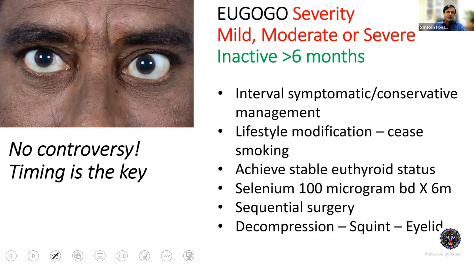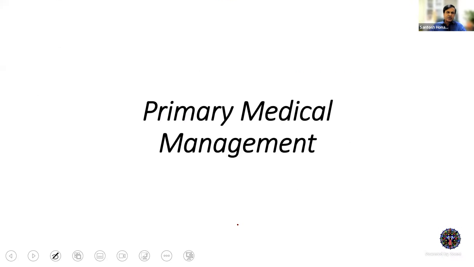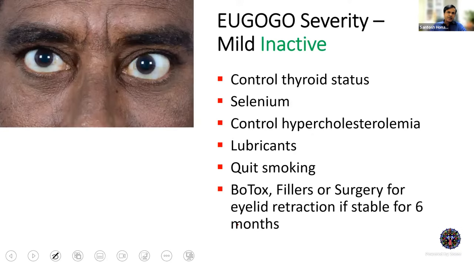Now, if a patient has been inactive for more than 6 months, this is what I said: decompression, squint, and eyelid. So what is the role of primary medical management then? If a patient has mild disease, that is mild severity, and the disease is inactive, then you do the same thing as you did for the previous set of patients. Control thyroid status, add selenium, control hypercholesterolemia.